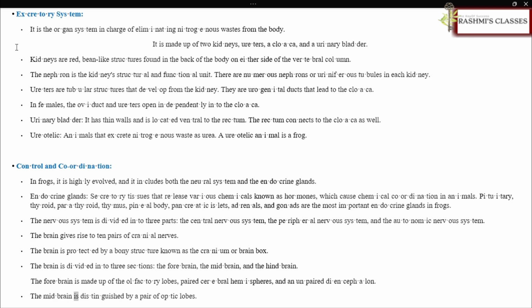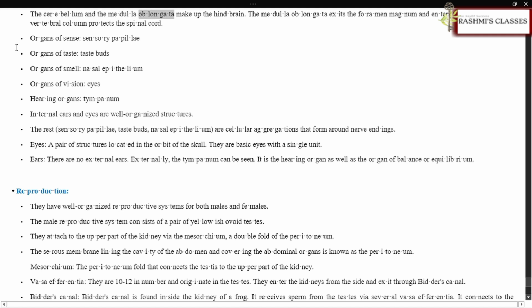The midbrain is distinguished by a pair of optic lobes. The cerebellum and the medulla oblongata make up the hindbrain. The medulla oblongata exits the foramen magnum and enters the spinal cord. The vertebral column protects the spinal cord.